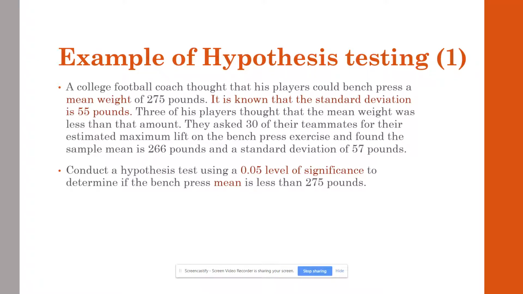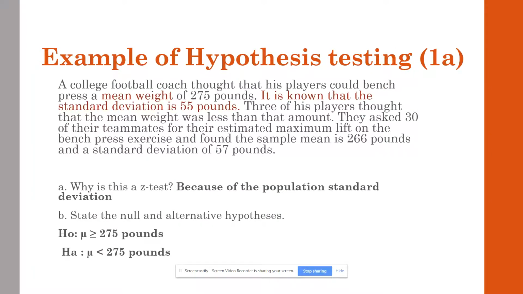Conduct a hypothesis testing using a 0.05 level of significance to determine if the bench press mean is less than 275 pounds. So, there's a lot of information in that question, and we just need to break it down, and that's what we're going to do in the next couple of slides.